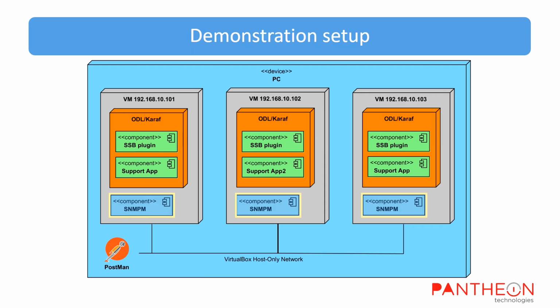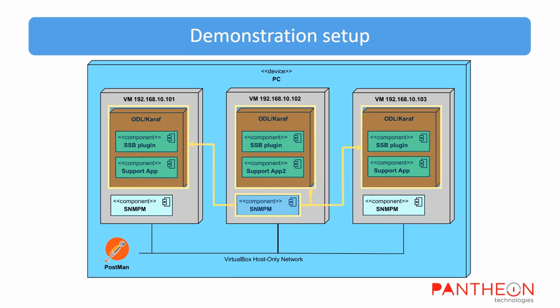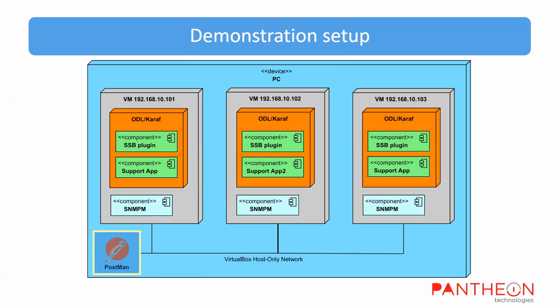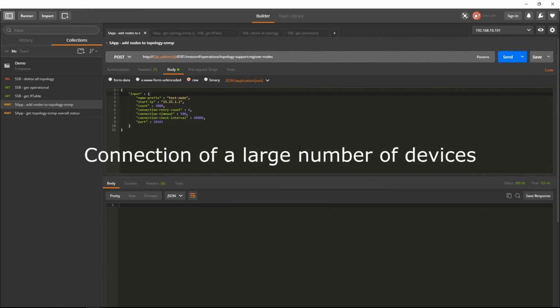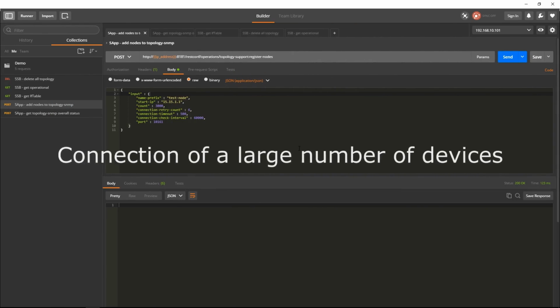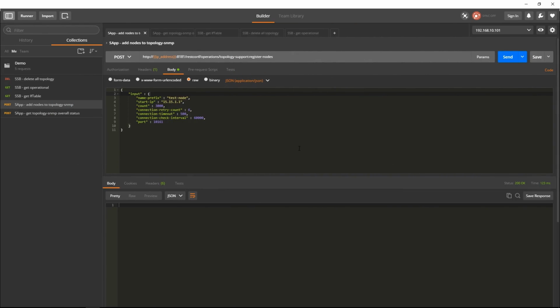There is one specific thing about SNMPM: it can be seen only by the ODL running in the same virtual machine, while SNMPM can send traps to every ODL running in our cluster. We will be communicating with all our components using Postman.